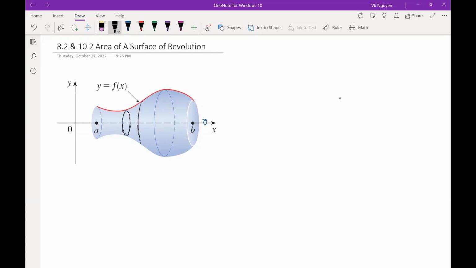And so if you look at a sample surface, it does resemble a frustum. So what we need to do is figure out the surface area of a frustum, and we can add up a bunch of these samples, taking the limit as n goes to infinity. And ta-da, we have the area of a surface of revolution.